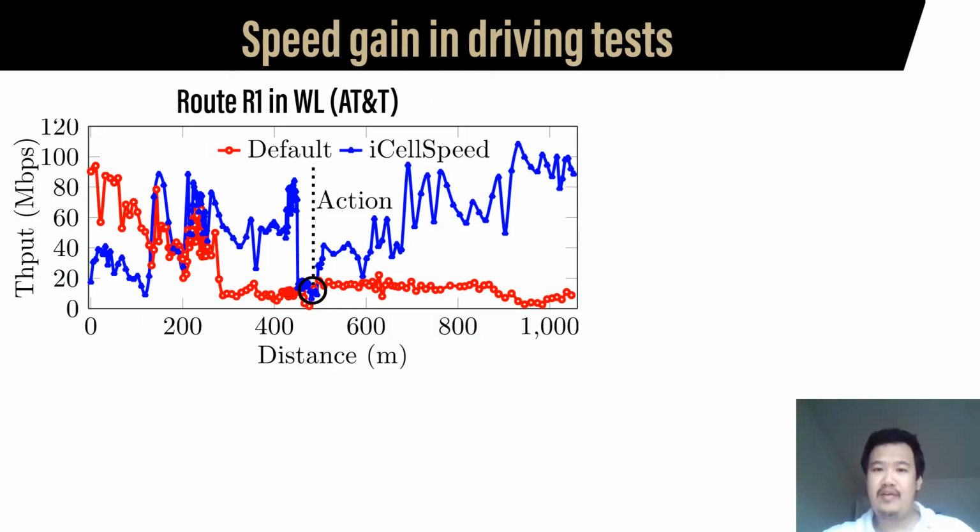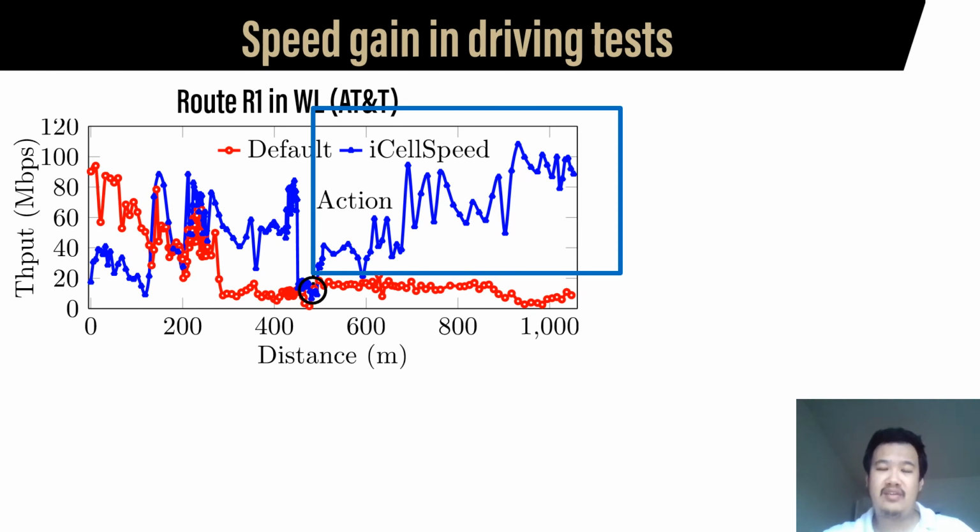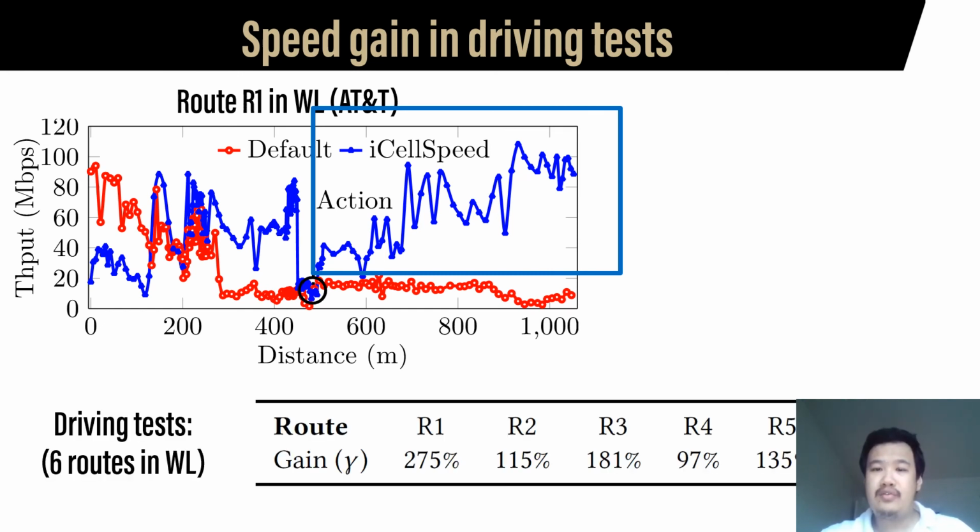We also conduct evaluation on driving tests. This figure shows an instance of one driving round at West Lafayette. iCellSpeed takes effect at around 450 meters when it detects the network performance is poor, and it greatly improves the network speed. We calculate the performance gain between iCellSpeed and default network performance. In other driving roads, we also see high performance gain when iCellSpeed is triggered. The average performance gain ranges from 97% to 275% in 6 roads at West Lafayette.